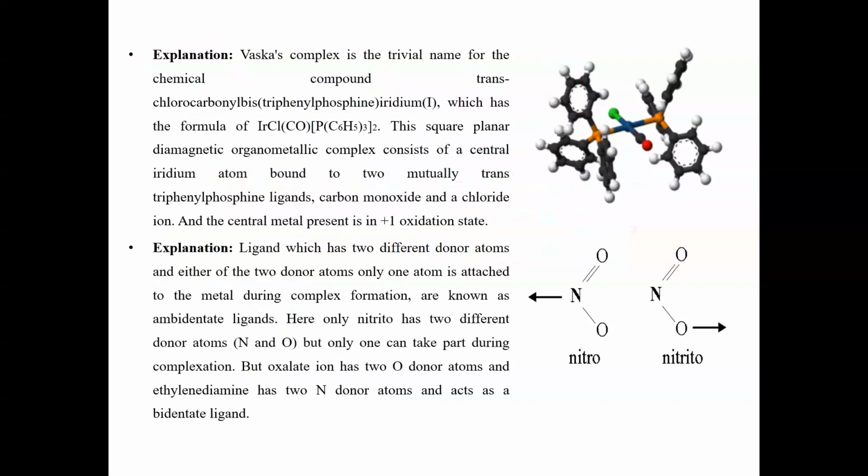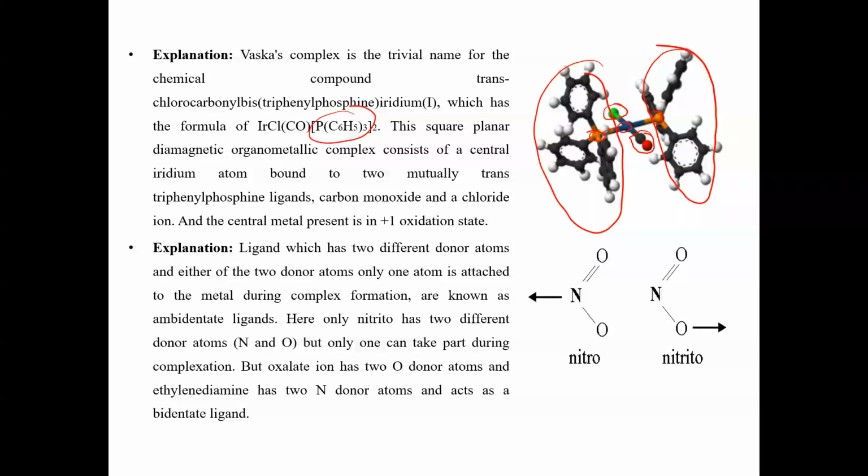So, this is the explanation. Vaska complex is the trivial name for the chemical compound named trans chlorocarbonyl. And why is it trans? Because you can see this is a chloride atom and it is a carbonyl ligand, so they are trans to each other. Okay, and the formula is IrCl(CO)(PPh3) twice, right? So there are two molecules of PPh3. This is iridium, this is chloride, and this is CO, and here is one phosphorus and another phosphorus, right?